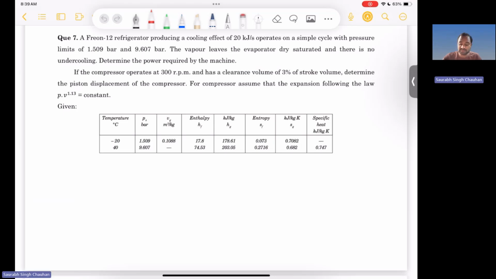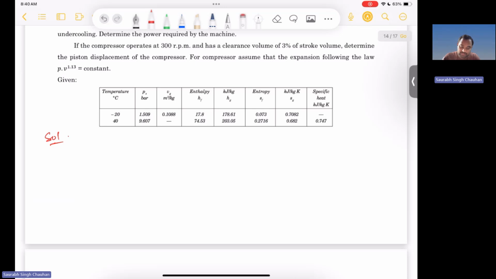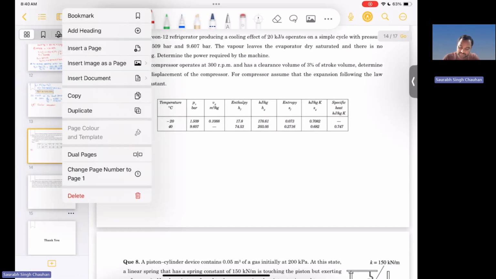If the compressor operates at 300 rpm and has a clearance volume of 3% of the stroke volume, we have to find the piston displacement of the compressor. For the compressor, assume that the expansion follows the law PV^1.13 = constant. And we are given some properties of this refrigerant. So from the table, what we have? First we should make the diagram, then it will be easy to understand.